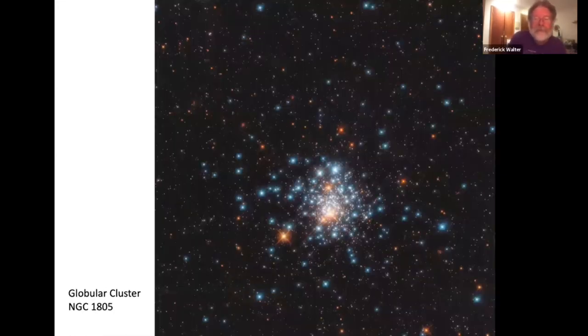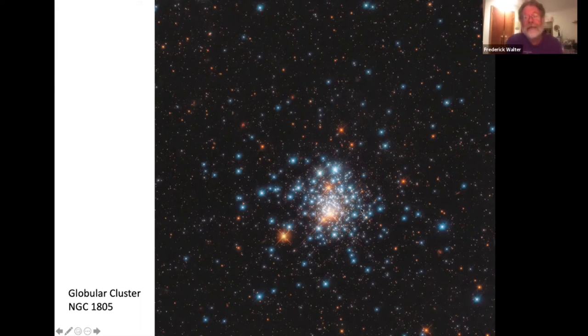Globular cluster, this is what you get after you make these stars and you wait 10 billion years. This is a very distant and faint globular cluster. There's a million stars, and the size of the cluster across here is something like 10 light years.